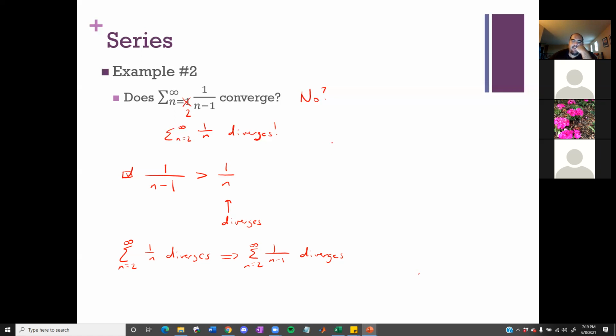Okay, and that makes sense. I'll give you an example here. I could definitely tell you this: 1 over n squared is less than 1 over n. But I could not use this as a proof because this thing diverges. So 1 over n squared being less than that, I can't draw any conclusion from that. Okay, that makes sense.